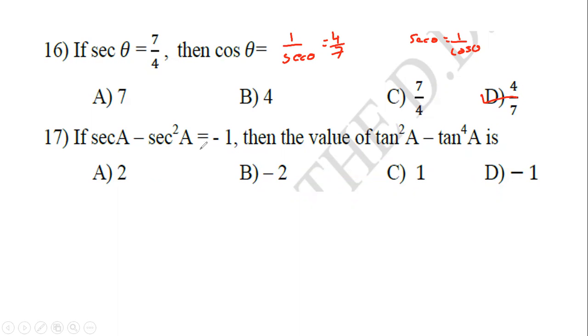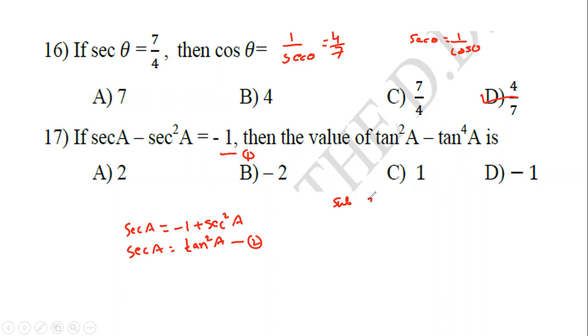Next sum, if secant A minus secant square A is equal to minus 1, then the value of tan square A minus tan to the power of 4A is dash. Here you can write this one as secant A, call this equation 1. Secant A is equal to minus 1 plus secant square A. Secant A is equal to secant square A minus 1. By trigonometric identities, it is equal to tan square A. So call this equation 2.